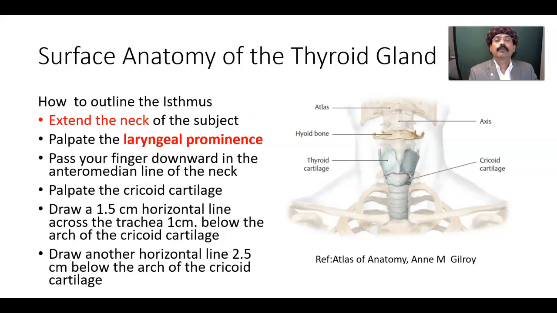Today I will discuss the surface anatomy of the thyroid gland. So first of all, we'll find out the anatomy of the thyroid gland. The thyroid gland has two lateral lobes and one isthmus. The isthmus connects the two lateral lobes.